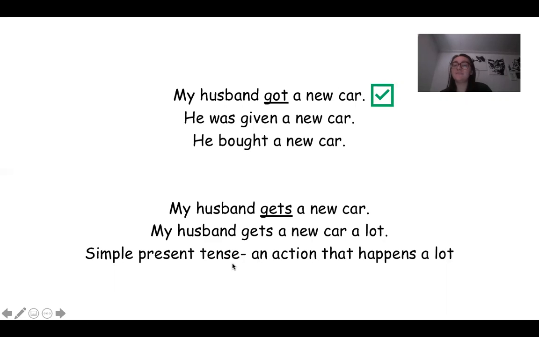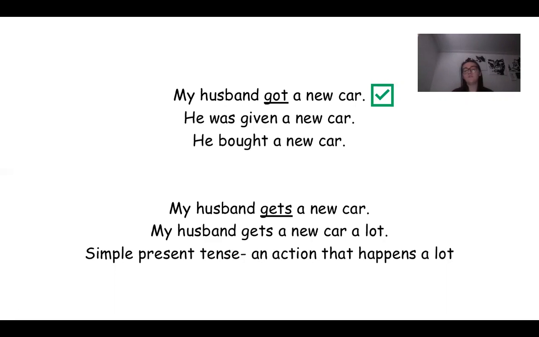When you use simple present tense, remember, if you say "my husband gets a new car," or "I get a new car," it sounds like it happens a lot, right? When we use simple present tense, my husband gets a new car a lot. We use it for actions that happen a lot.